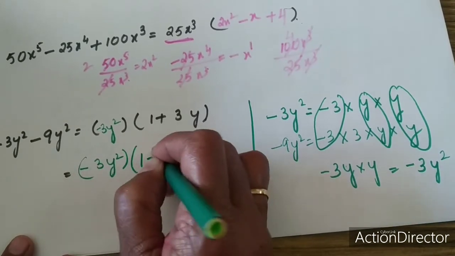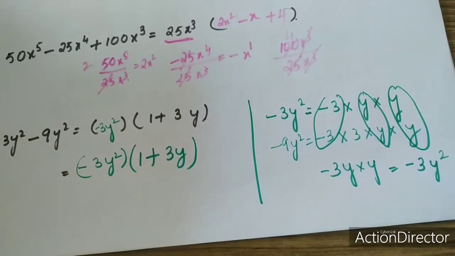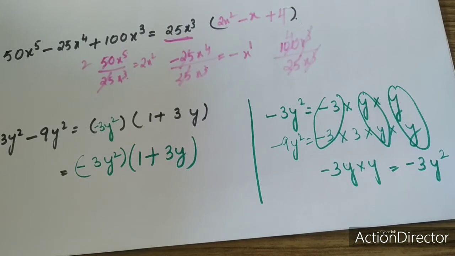So the final answer is minus 3y square into 1 plus 3y. If you do the step by step procedure, there will not be any mistakes in the sign also and your answer will also be right. So follow the procedure clearly.